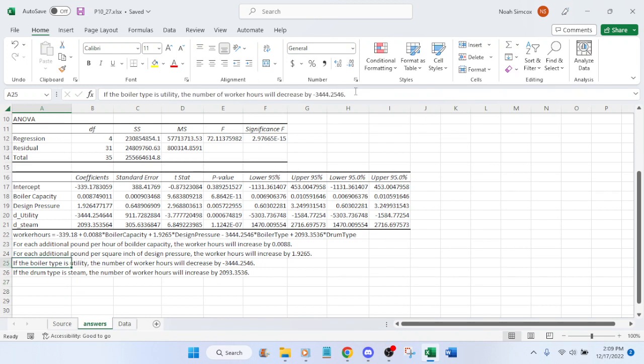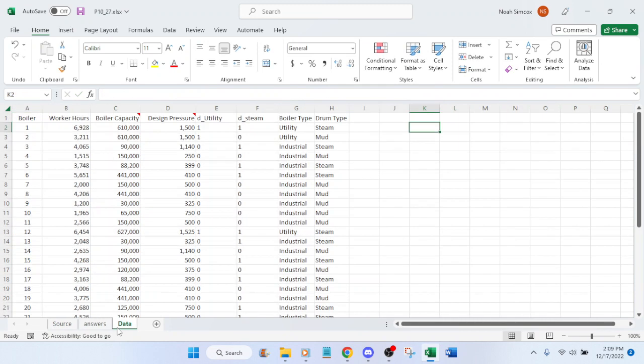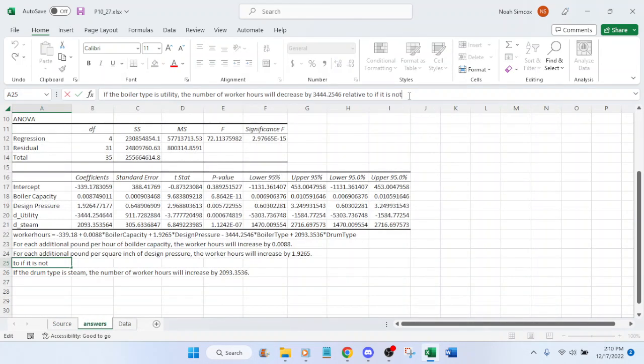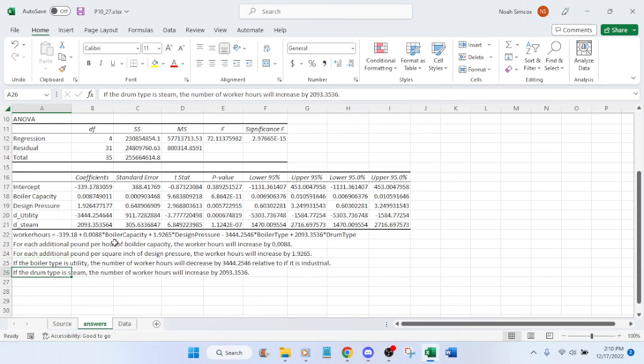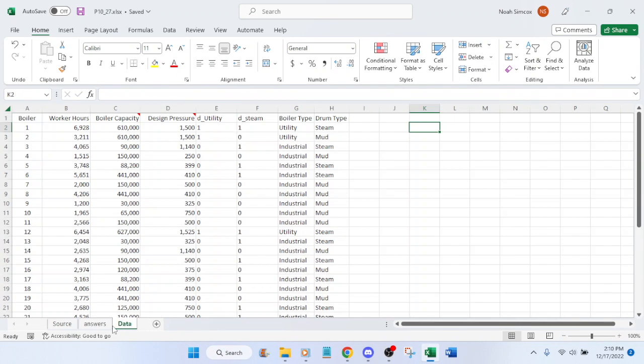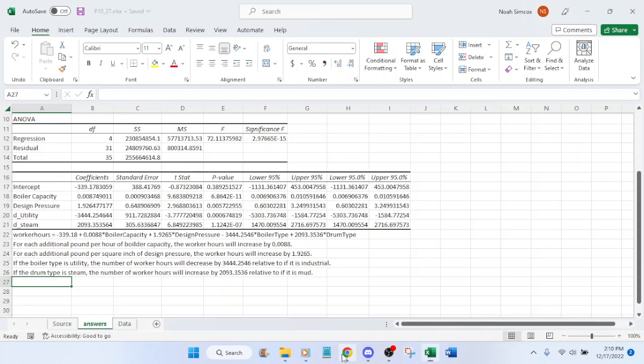Maybe I should say this relative to if it is not utility. What is the other option? Industrial. Relative to. I think it said mud was the other one. Stop. So what is this here?